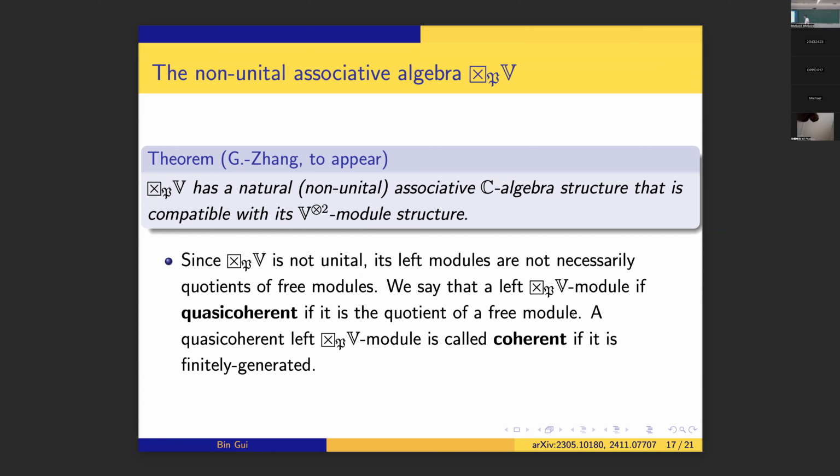The main reason is that because this associative algebra box tensor V is not unital, not all left modules are quotients of free modules. So in order to get good left modules, we have to look at quotients of free modules. We call these modules quasi-covariant left modules. We also want our modules to be not only quasi-covariant, but also finitely generated. I call these finitely generated quasi-covariant modules coherent modules. For example, this algebra itself is quasi-coherent as a left module of itself, but in general it is not finitely generated.